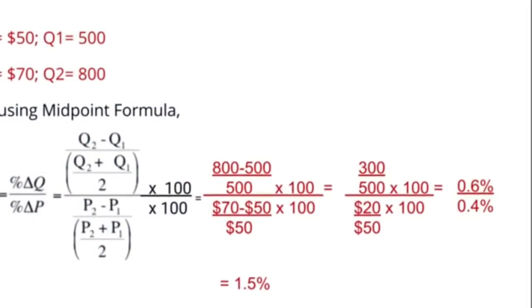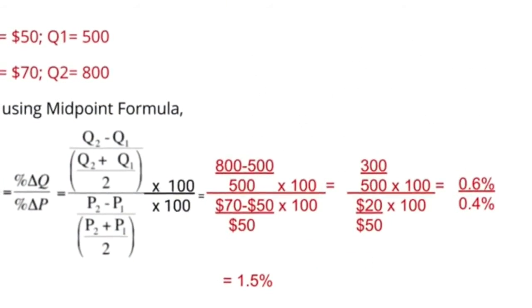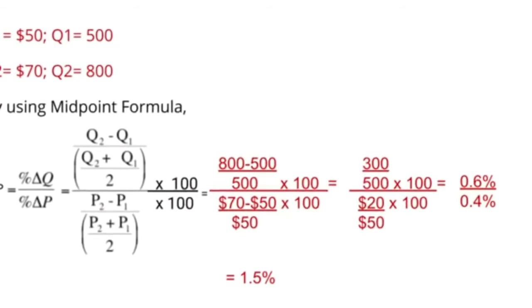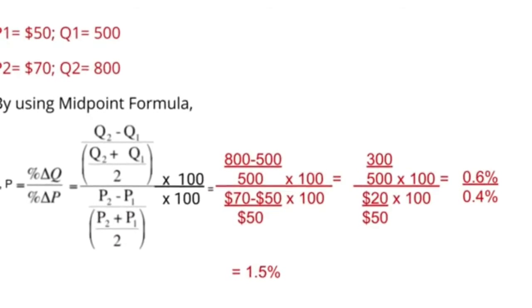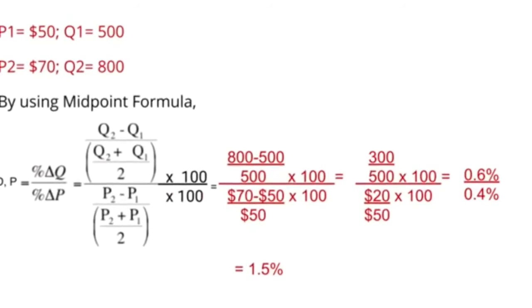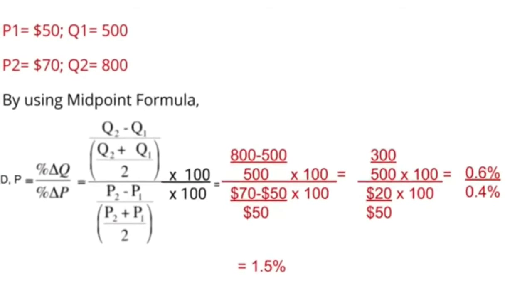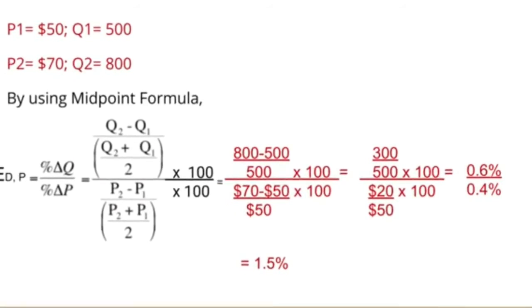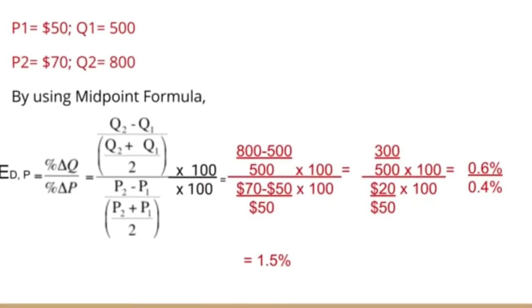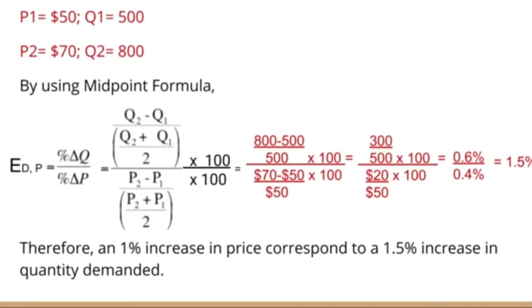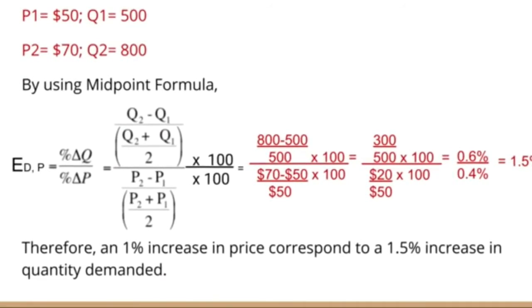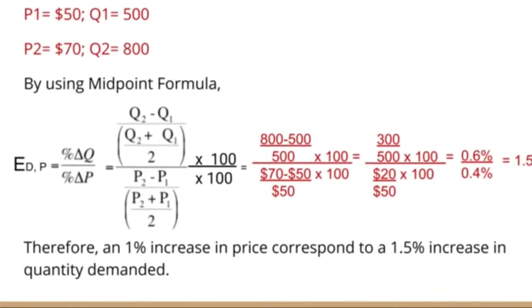By using the formula, we use 800 (Q2) minus 500 (Q1) over 500 (Q1) times 100, divided by $70 (P2) minus $50 (P1) over $50 times 100. The final answer is 1.5. Therefore, a 1% increase in price corresponds to a 1.5% increase in quantity demanded.